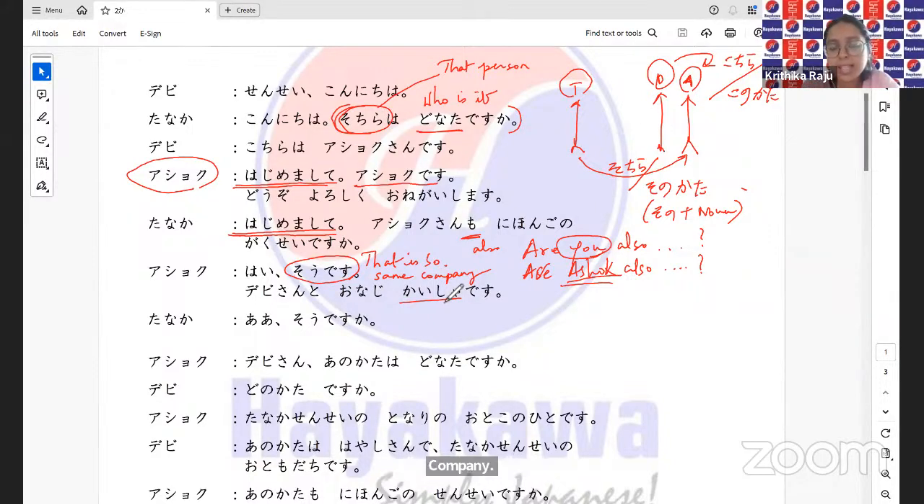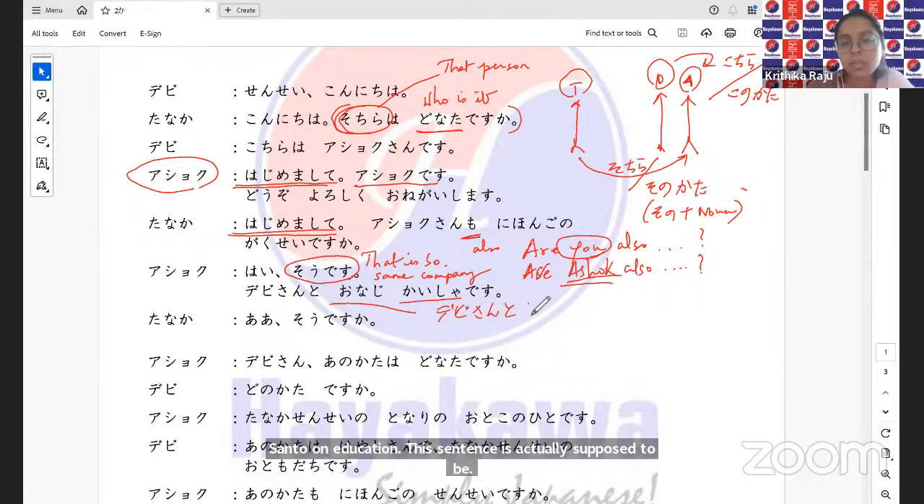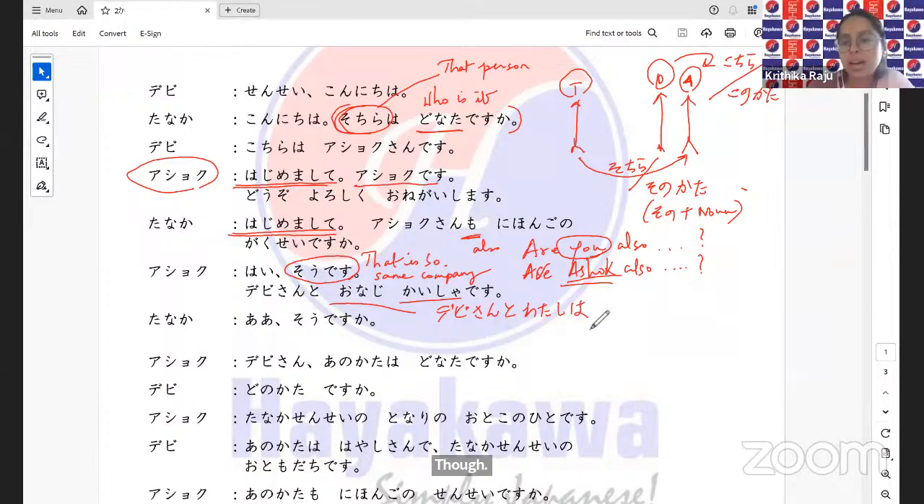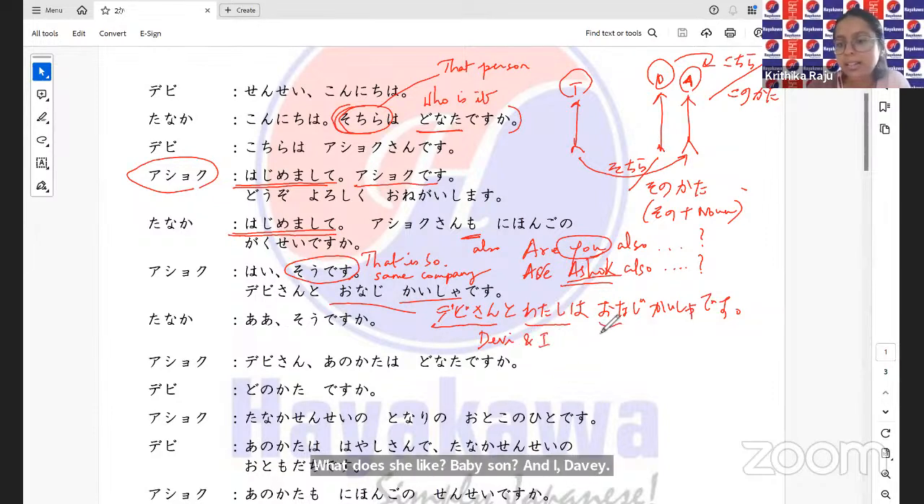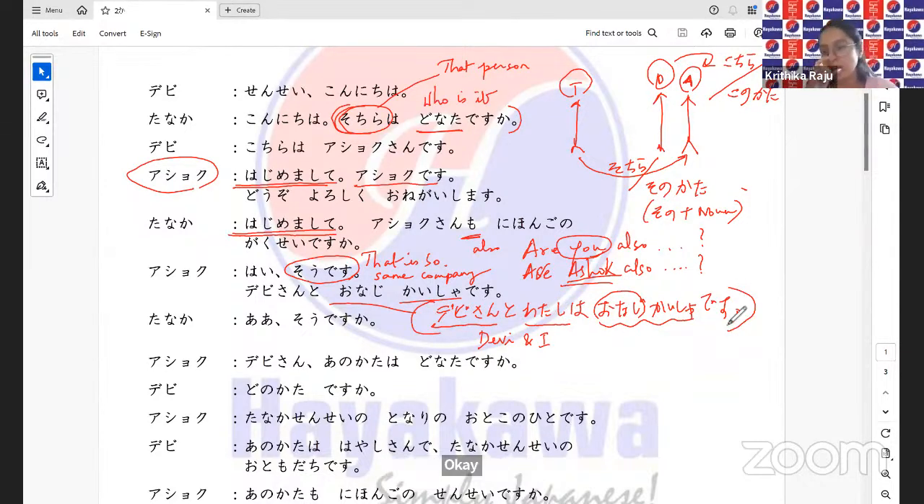Debi-san to onaji kaisha. This sentence is actually supposed to be Debi-san to watashi wa onaji kaisha desu. Devi-san and I, Devi and I are the same company. Onaji is same. This sentence is originally supposed to be like this, but you'll find in Japanese there are certain quirky things that you'll have to remember.